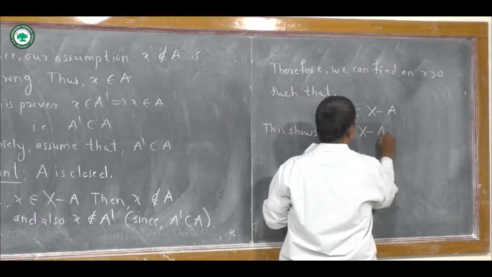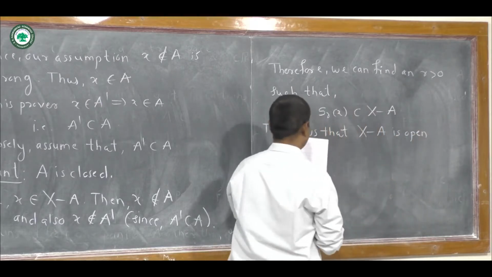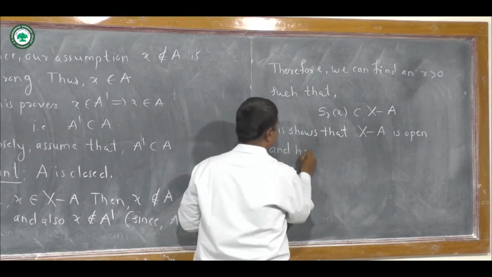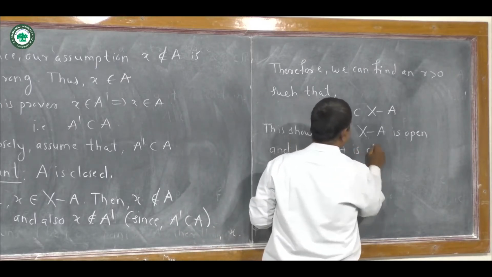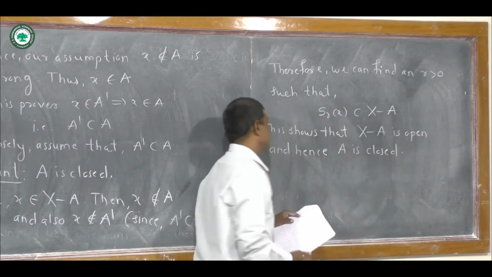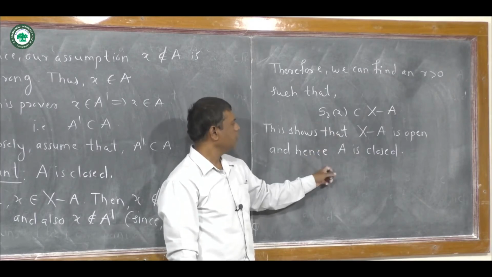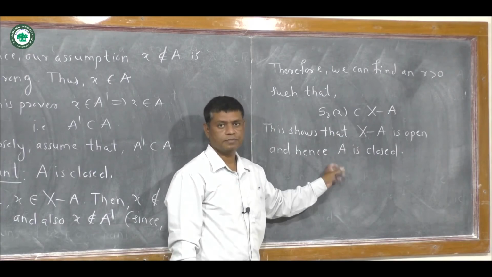This shows that the complement of the set A is open. Now since the complement of set A is open, by the definition of closed set we have A is closed. So thank you.